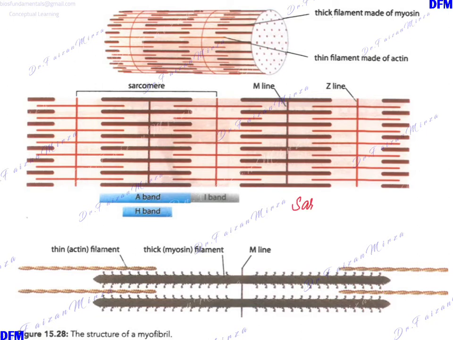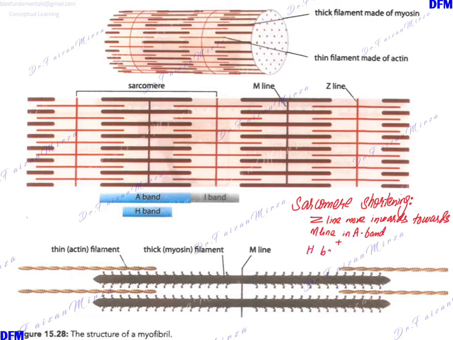So when the sarcomere is shortening during the muscle contraction, how will the bands behave? How will the Z lines behave? So Z lines, as I already mentioned, start to move inwards towards the M line, and the sarcomere shortens. The M line is in the A band, and the A band plus the H band fills up, and the I band starts to shorten as well when the sarcomere shortens.